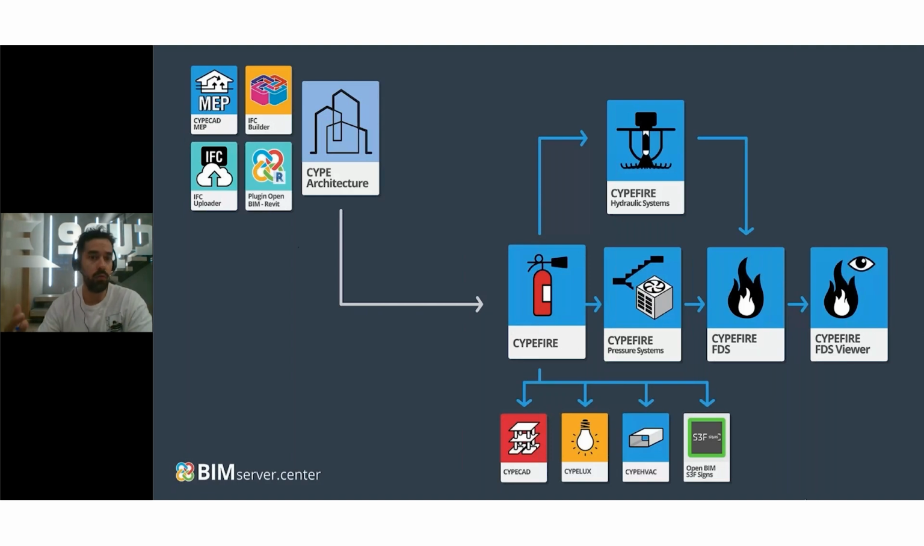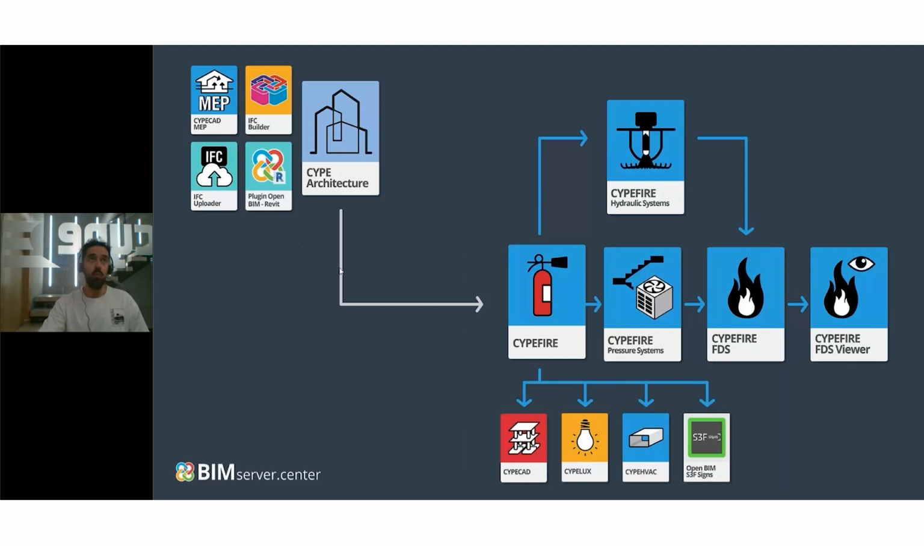But if you don't work with Revit, we also have a lot of tools like IFC Builder and IFC Uploader, which I will show you later in BIMserver, that allow you to export IFC into BIMserver. So you can work with Allplan, ArchiCAD, or whichever app allows you to make an architectural design and export to IFC and go into our workflow in BIMserver, and not only work with the fire solution, but also with all the MEP and structural tools.